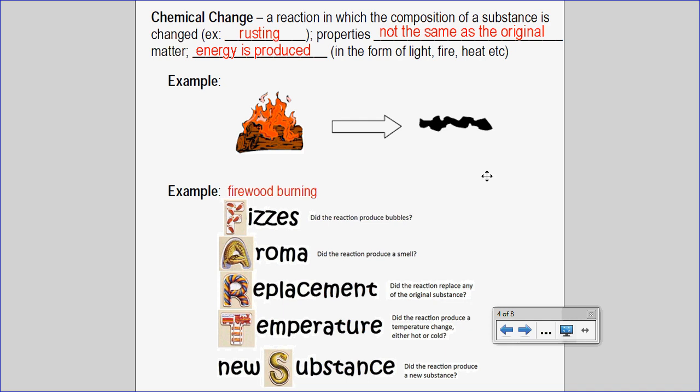Now, temperature is a little iffy because you might think, well, I'm going to put heat into this ice cube and it's going to turn from a solid ice cube into liquid water. When we're talking about temperature here, did the reaction itself produce a temperature change? Meaning, did you mix two things together and then all of a sudden it got colder or hotter? Not did you put it over a flame or did you put it in the fridge? Did the reaction itself create the release of energy? Or in general, did a new substance get made? That's how you know if you've got a chemical change.